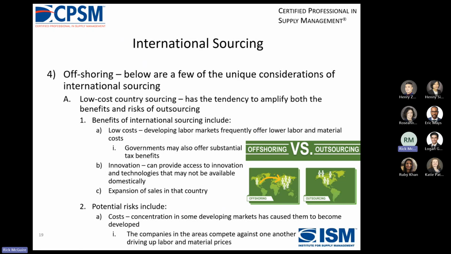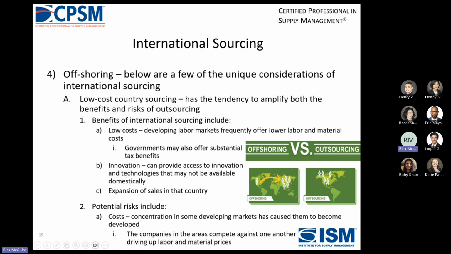Offshoring. Below are a few of the unique considerations of international sourcing, otherwise known as offshoring. Low-cost country sourcing, it's now called best-cost country sourcing. Tendency to amplify both the benefits and risks of outsourcing. So you get low costs, you can get some innovative technology, expansion of sales into that country, but concentration in some developing markets has caused them to become developed. So China is not the deal that it once was. And the companies in the areas compete against one another, driving up labor and material prices.